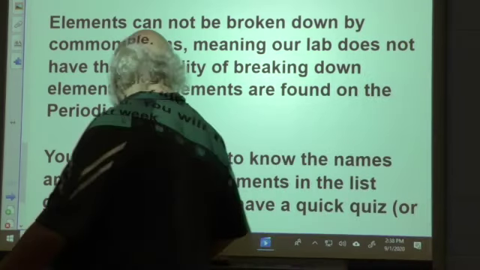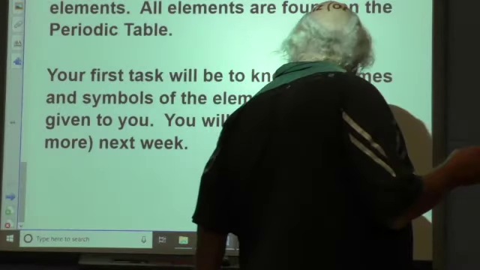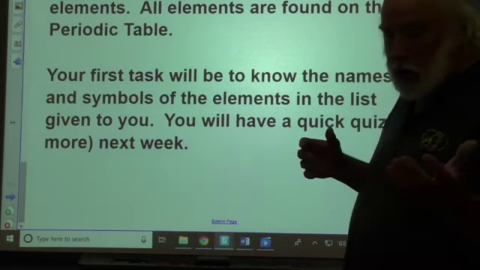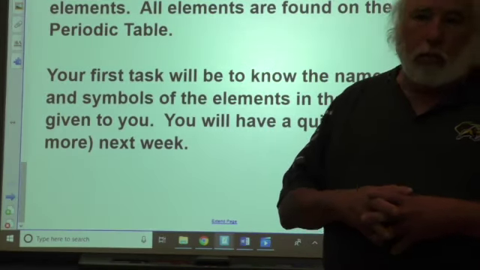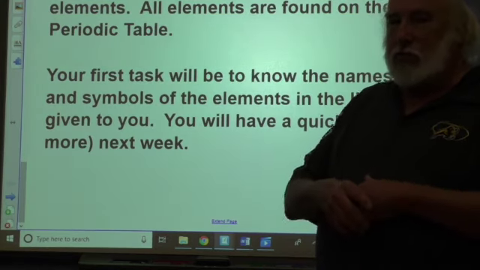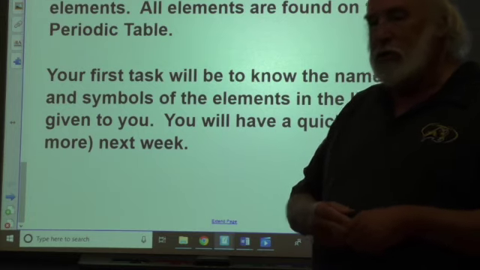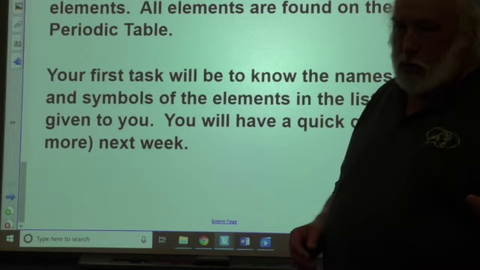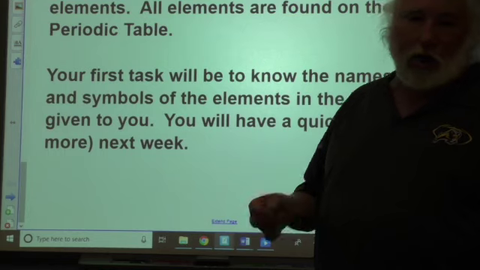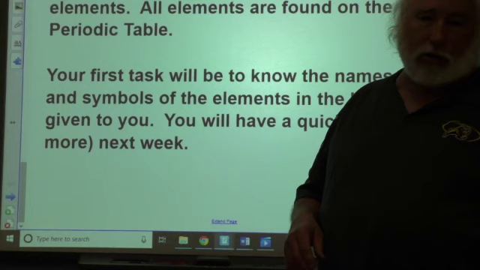Your first task will be to know the names and the symbols of the elements in the list that I give you. You'll get at least one quiz, probably more, depending upon the scenario. You have 6 elements. I'll give you 3 names and 3 symbols. You give me the correct symbol for the names, and you give me the correct spelling of the elements for those symbols. If you get them all right, you are done. You can go on to the next section.